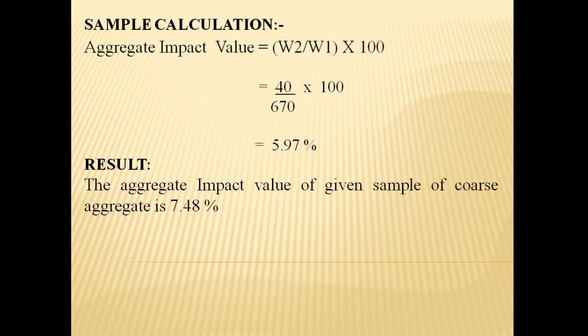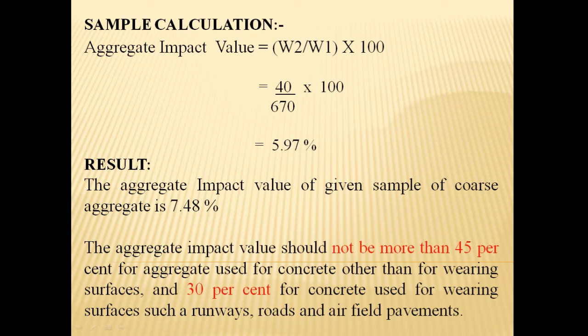Result: the aggregate impact value of the given sample of coarse aggregate is 7.48%. The aggregate impact value should not be more than 45% for aggregate used for concrete other than for wearing surfaces, and 30% for concrete used for wearing surfaces such as runways, roads and airfield pavement.